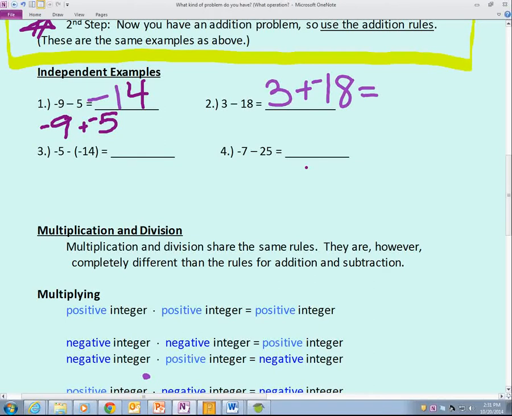And what'd you get there, Ms. Clark? 15. There you go, negative 15. Negative 15, yeah. Okay, Luke, how'd you set up number 3? Negative 5 plus positive 14. Negative 5 plus 14, exactly.